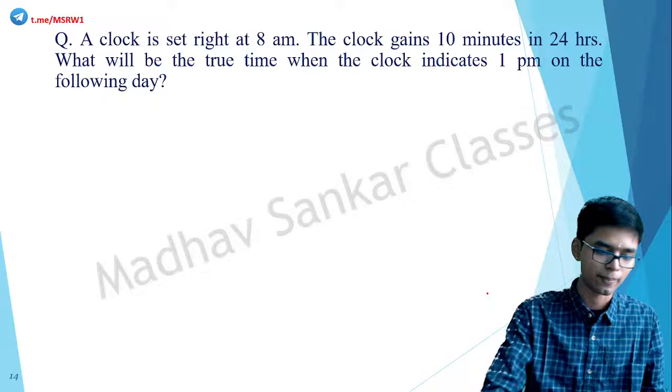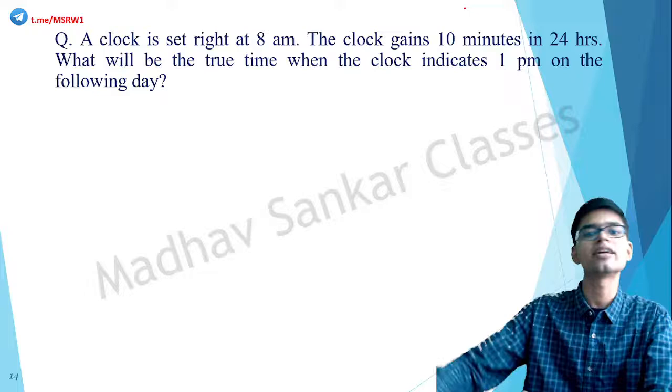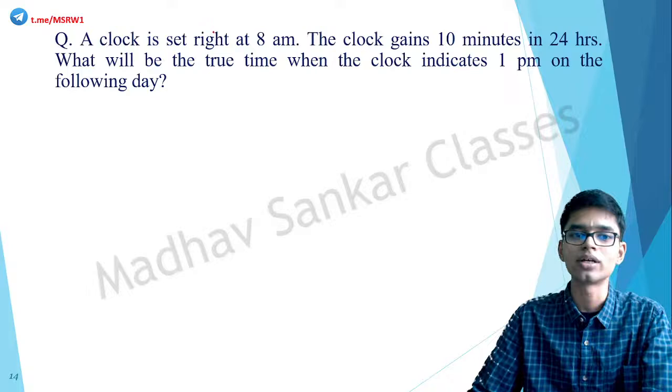Okay. The clock gains 10 minutes in 24 hours. In 24 hours, the clock is gaining 10 minutes. So the clock is a bit fast. Okay, it doesn't show the correct time. It is a bit fast. So it was set correct at 8 a.m. But in 24 hours, it went 10 minutes too fast.